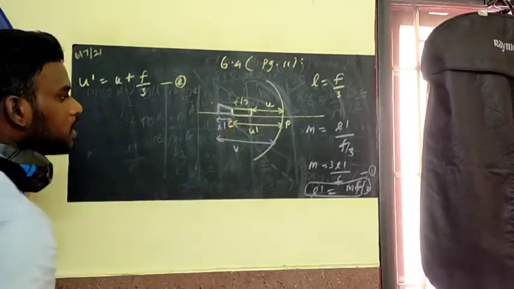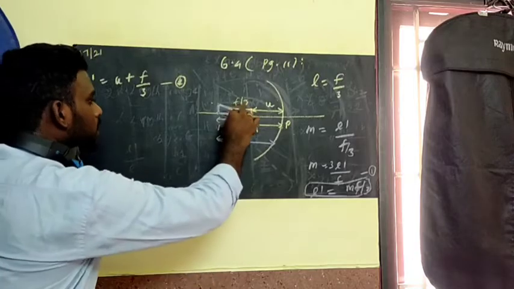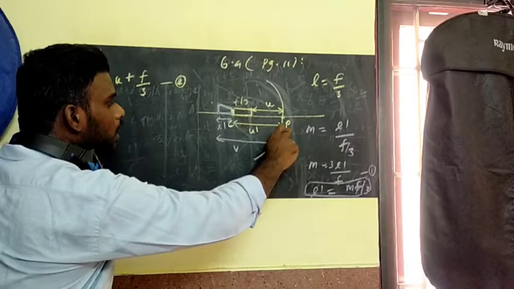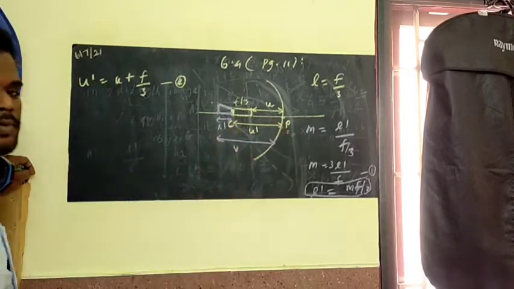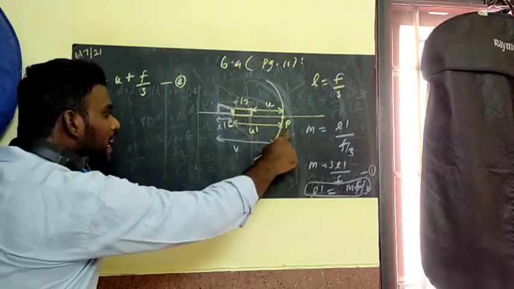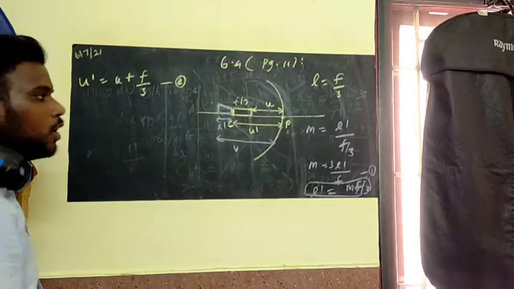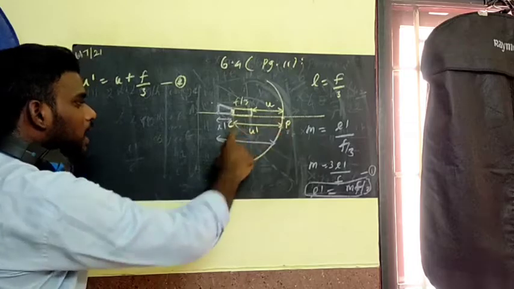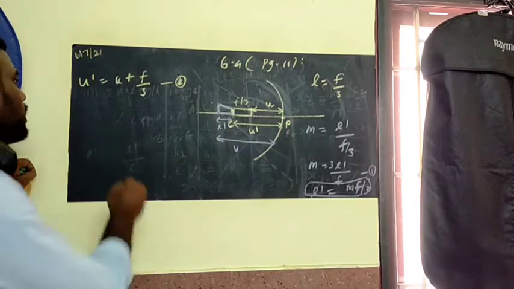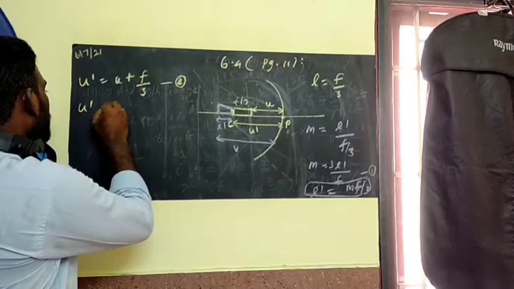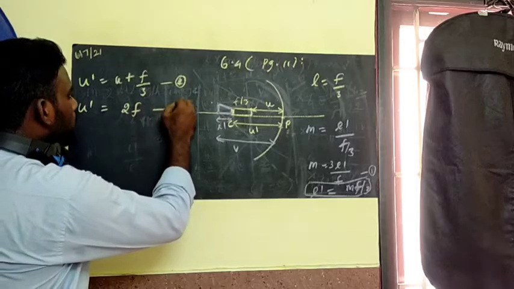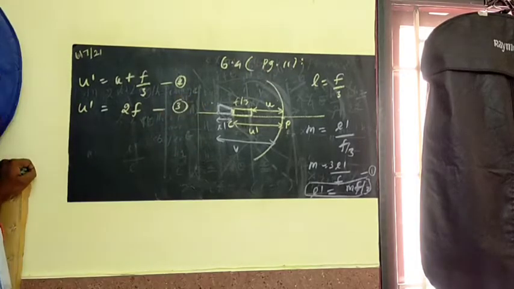And what will be the distance of u dash? You can see that this is C, this is u dash, this is P. Please understand, u dash is the distance between P and C, pole and center of curvature. The distance between pole and center of curvature is called the radius of curvature. I can take u dash also equal to 2f, we studied that. This is equation number 3.